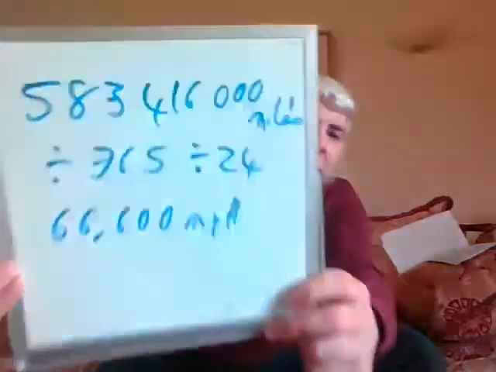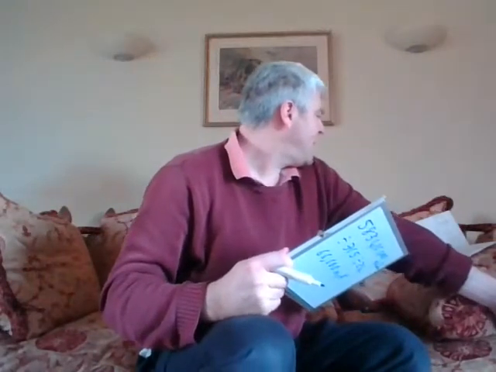That's what we've covered. So that's the mph that planet Earth moves at. And we've covered the distance of 583,416,000 miles, and that's every year. So I just wanted to say that to you. Thank you very much. And another thing I want to just write down here is this.